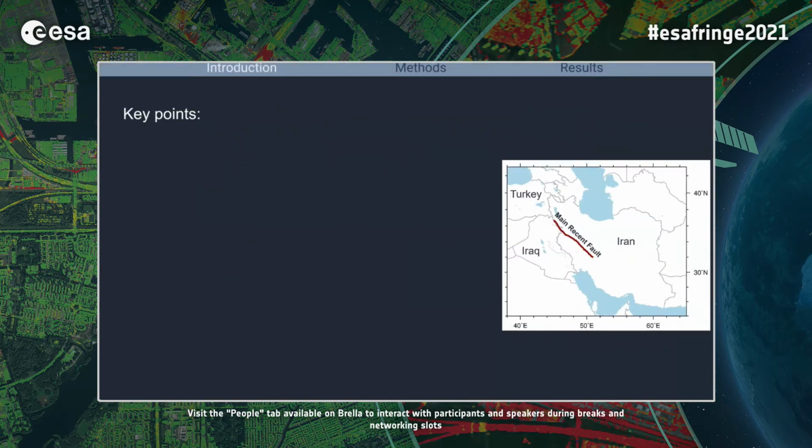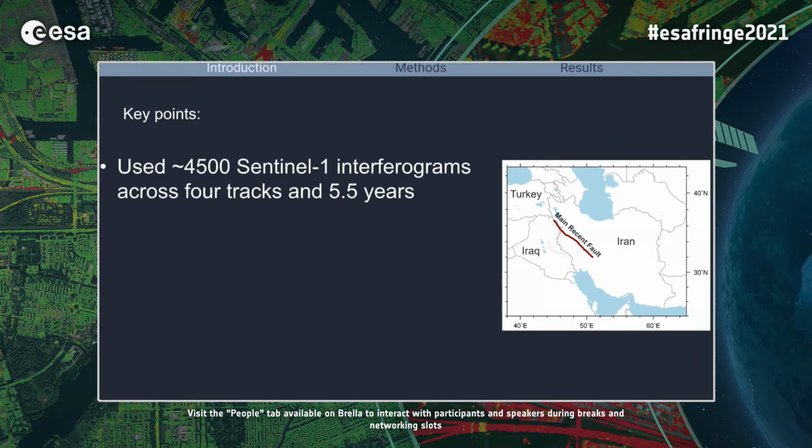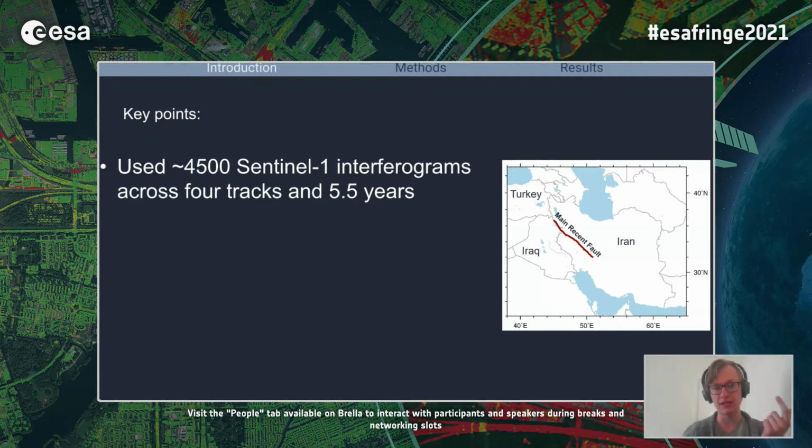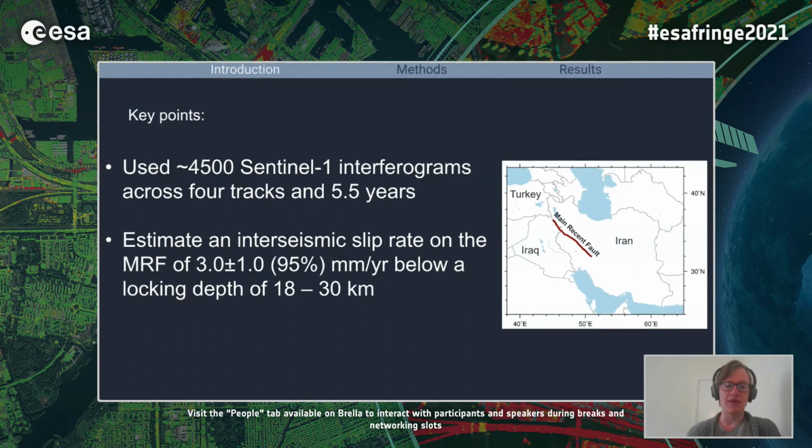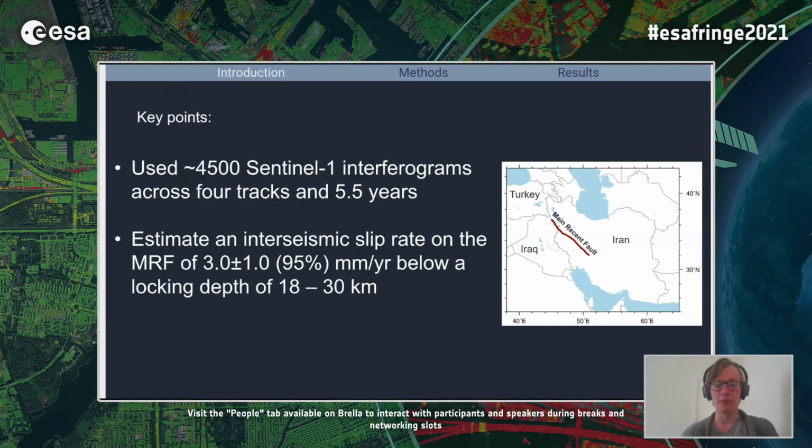So starting off with the key points of our study, we've used about 4,500 Sentinel-1 interferograms covering 4 tracks, 2 ascending, 2 descending, and about 5.5 years worth of data. And we've used this to estimate an interseismic slip rate on the Main Recent Fault of about 3 millimeters per year, below a locking depth of 18 to 30 kilometers.